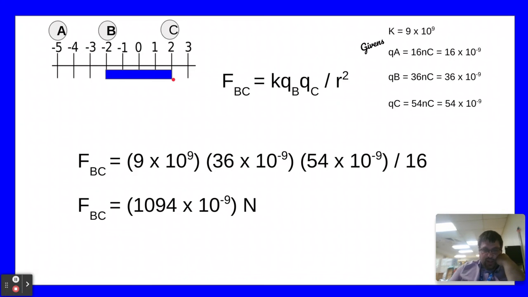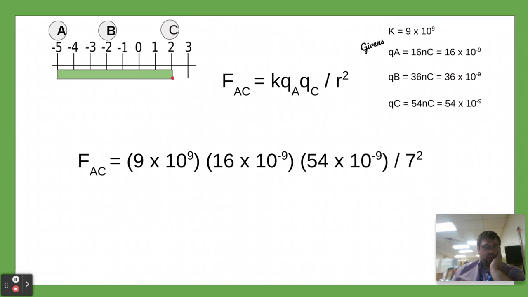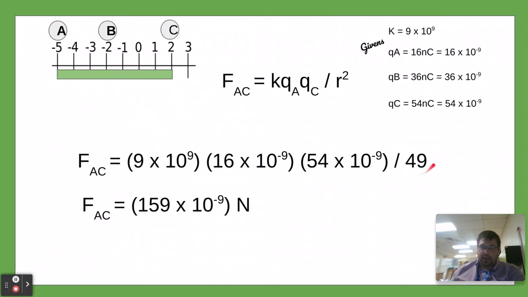And just like that, the last one, we could do it for the green arrows before the A and the C. So there's A and there's C. We're going to use the correct givens. And in this case, the R is going to be 7 because there's 7 spaces between A and C. 7 squared is 49. We do the math and we get 159 times 10 to the negative 9.